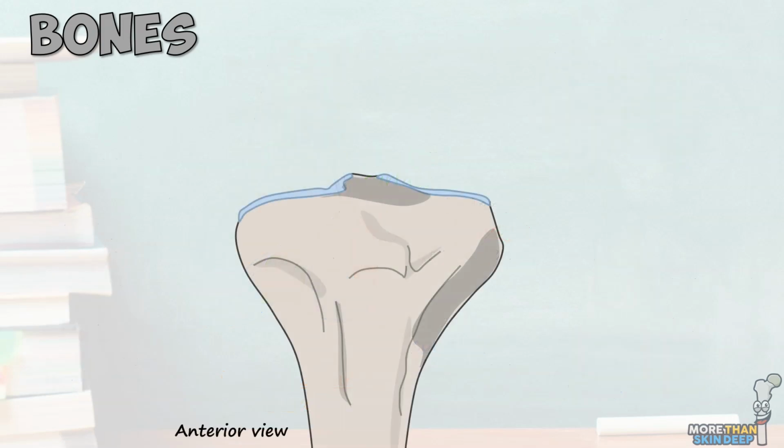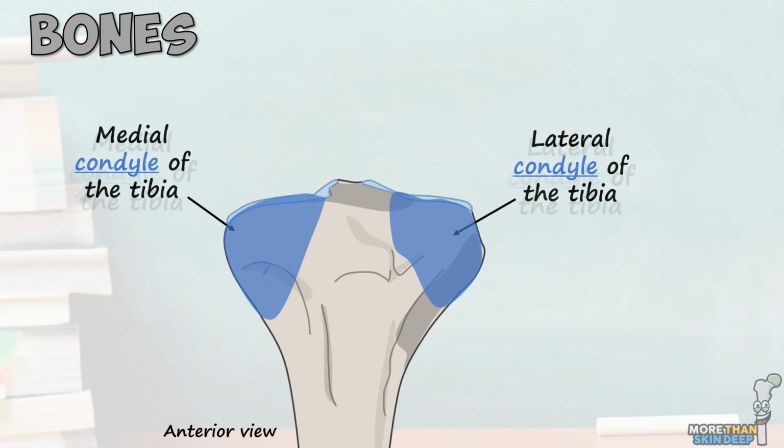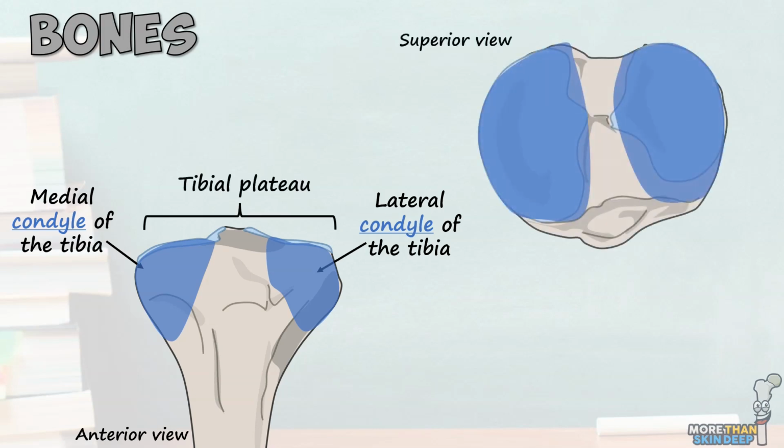Now let's look at the tibia, which is similar in shape to the femur at this level. Like the femur, the tibia has a medial condyle and a lateral condyle. These articulate with the condyles of the femur. While the femoral condyles are convex, the tibial condyles are slightly concave to allow the femur to sit comfortably. Like the femoral condyles, the tibial condyles are covered with articular hyaline cartilage. However, the cartilage only covers two relatively flat areas on the superior surface of the joint, together known as the tibial plateau. We can see this really well from above.